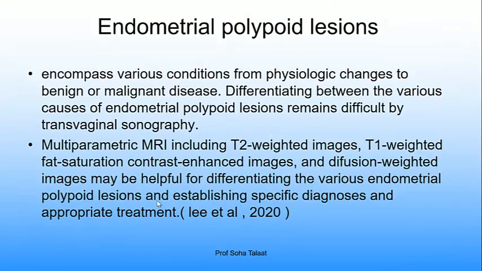Endometrial polypoidal lesions encompass various conditions, from physiologic changes, as we see in the childbearing age, and pregnancy-related conditions, to benign or malignant lesions. Differentiating between the various causes of endometrial polypoidal lesions is sometimes difficult by transvaginal ultrasound. But as we saw in the first slides, transvaginal ultrasound can sometimes be conclusive, especially if we add 3D and Doppler. Multiparametric MRI, including T2 weighted images, T1 fat saturation, contrast enhanced and diffusion weighted images, can be helpful in differentiating different types of endometrial polypoidal lesions to reach the specific diagnosis.